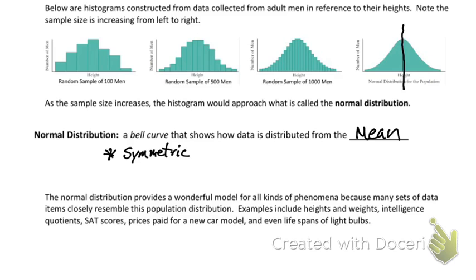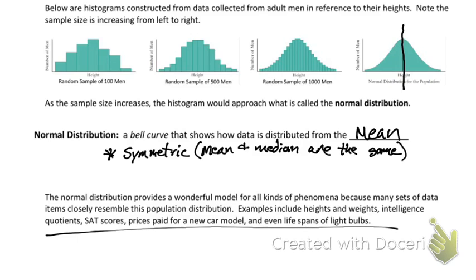And why that's important is, remember with symmetric graphs, your mean was about the same as the median. So your mean and median are going to be the same. So when we're talking about the mean, we're actually saying the median's the same, so we're just going to primarily talk about the mean. We won't talk about the median when we're doing normal distribution, and that's because your median and mean are the same.